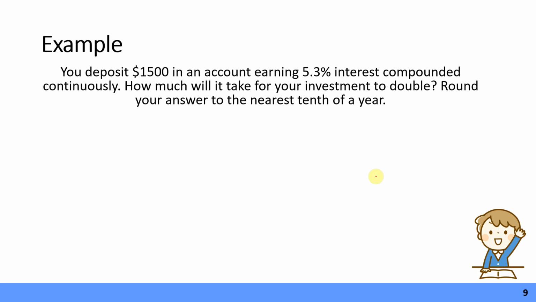No worries, super simple. So first thing we have to do, like every other single problem, we have to identify which formula we're going to use. So the word continuously pops up, so that means we're going to be using PERT, right? P-E raised to the RT. Now we have to start giving values to the variables. Now, if you look at this problem, there's only 2 numbers. So what in the world are we going to do? Don't freak out. You deposit $1,500, so that's your principal.